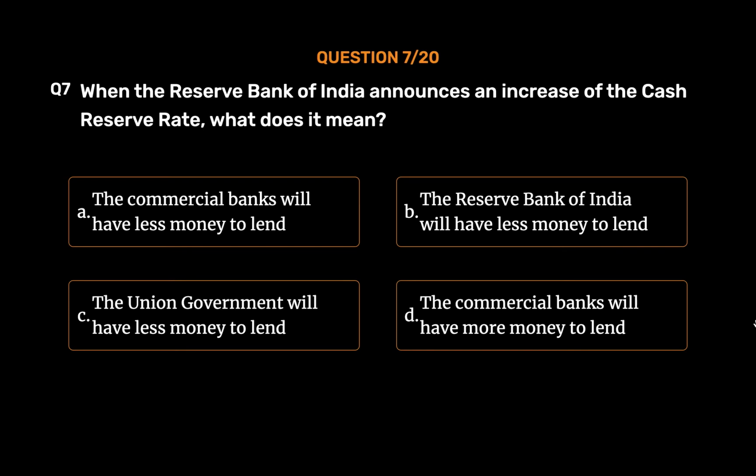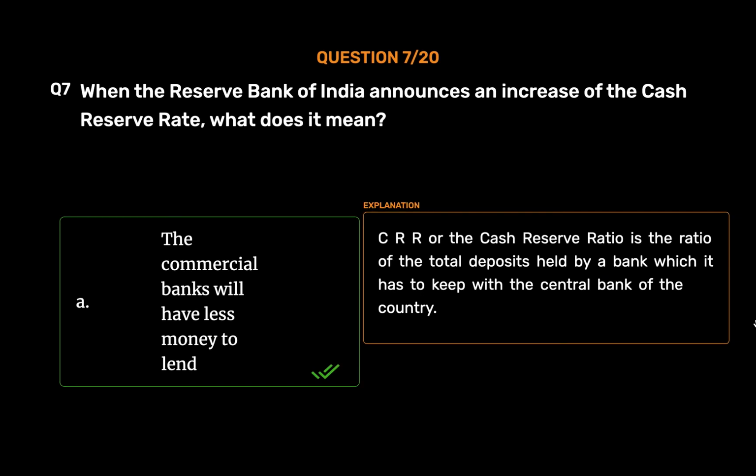The correct answer is Option A. The commercial banks will have less money to lend. CRR or the cash reserve ratio is the ratio of the total deposits held by a bank which it has to keep with the central bank of the country.